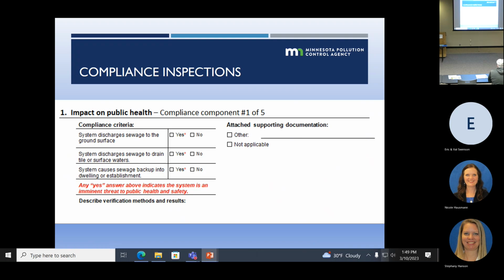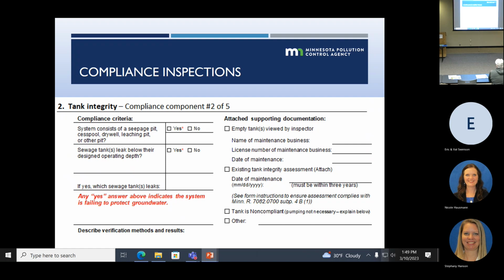And just as an example, one of the questions is, system causes sewage backup into the dwelling or establishment. And you say yes. Well, how do you know? Well, I talked to the homeowner. All right, so write that in there. We're not asking for a five-page essay, just a couple of lines there, a couple words, whatever it was that you needed to get your point across.